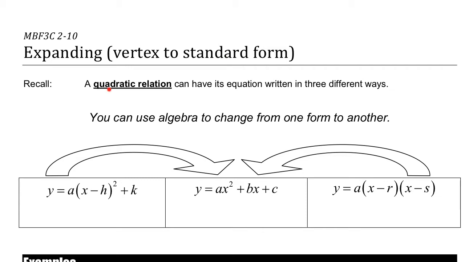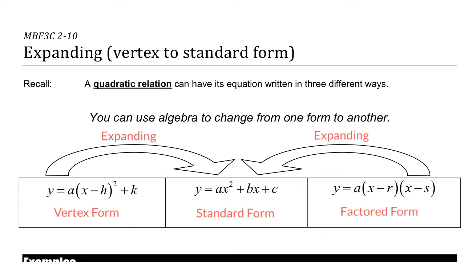So just recall, you can write a quadratic relation in 3 different ways: vertex form, standard form, and factored form. In the last lesson, we looked at changing factored form into standard form by expanding. This lesson, we're looking at changing vertex form into standard form by doing the same thing. We're going to be expanding. So I have a few examples to look at on how to do this.